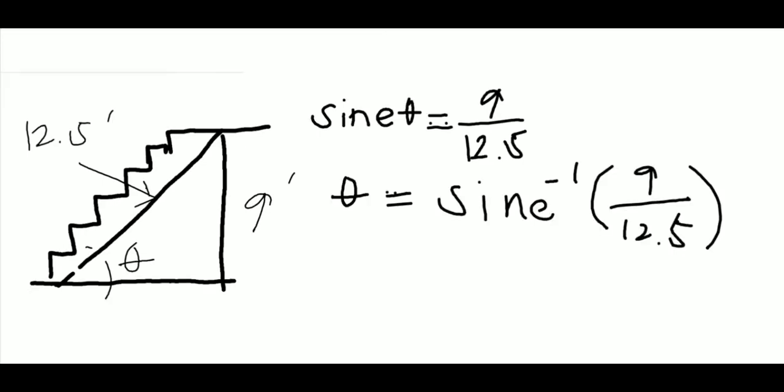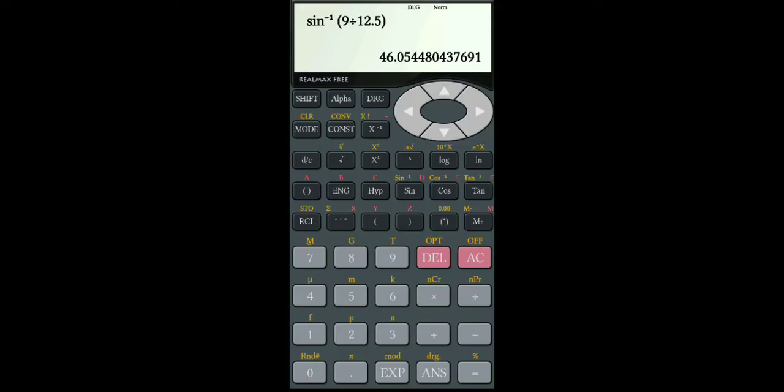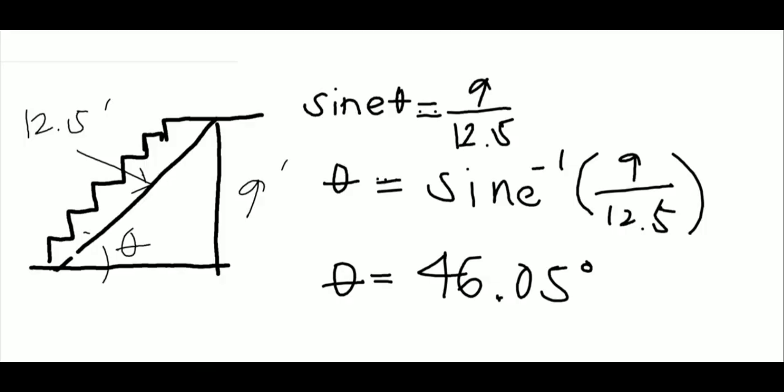The equation for the angle is now theta is equal to the inverse of sine times the quantity of 9 feet over 12.5 feet. Using the scientific calculator, the computed angle is 46.05 degrees.